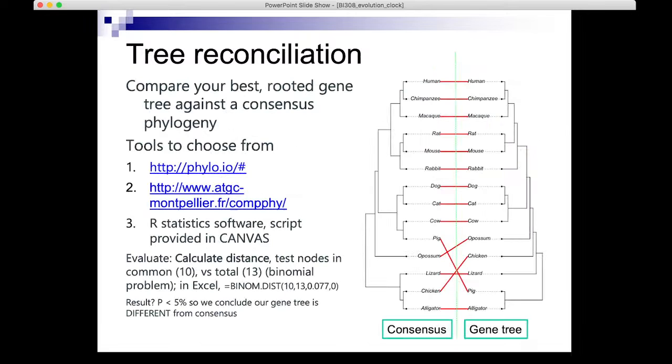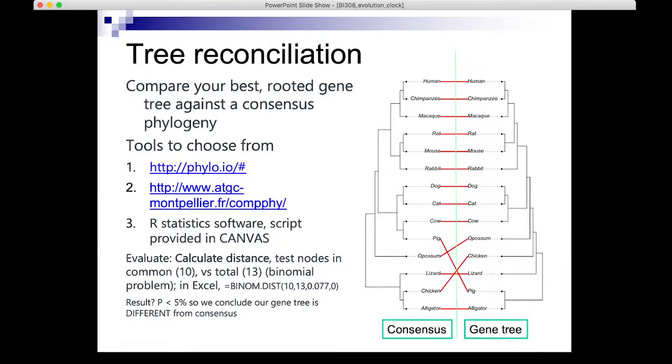Okay, so in lab 6 exercises, I asked you to carry out an analysis called tree reconciliation. And it's a pretty simple idea. Basically what you do is you take your consensus tree, which is built on lots and lots of data, and then you compare it against your gene tree. And you basically see how many of the nodes, so those branches, right, how many of those nodes match up? So this is from R software, and in lab 6 I provide a whole bunch of scripts that you could use to run and recreate this for your own gene.